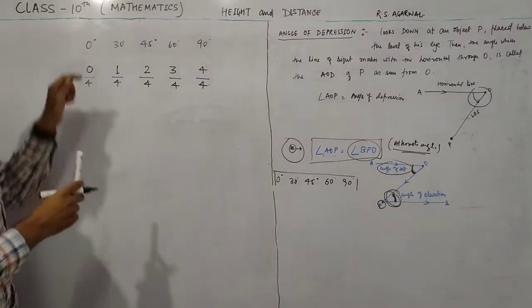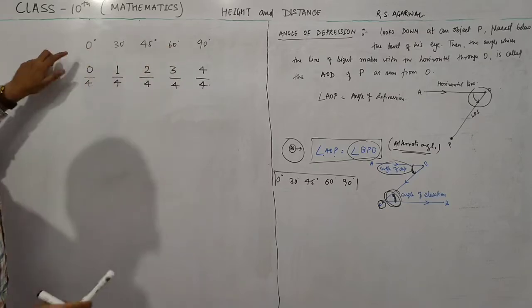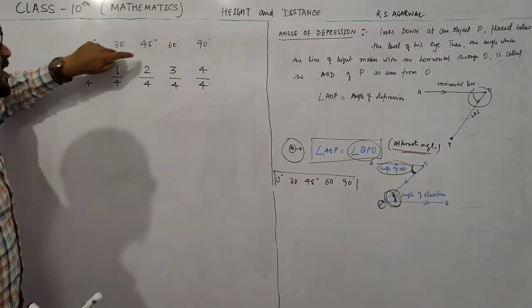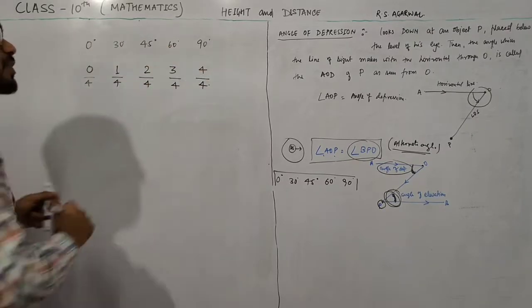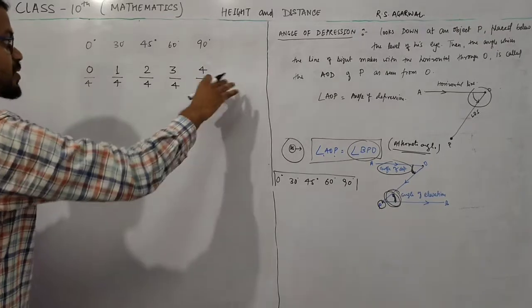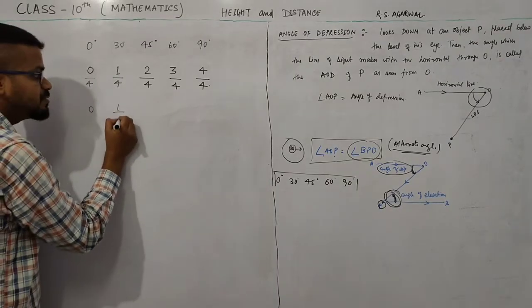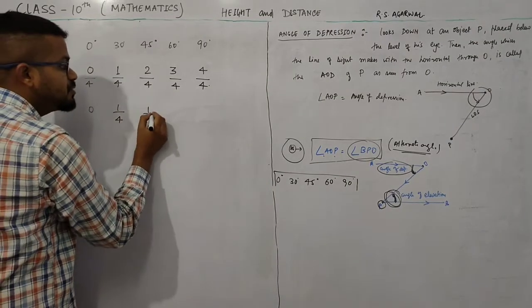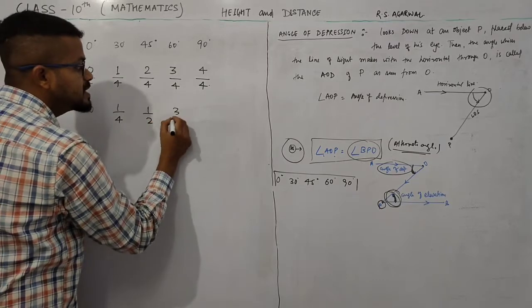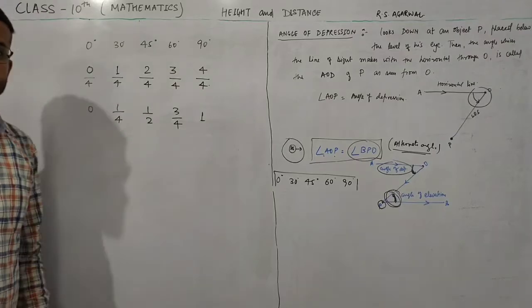What I do here, firstly I count the specific angles. There are 5 specific angles. I write the numbers 0, 1, 2, 3, 4. Now the number 4 is the maximum, so I divide all the numbers by 4. So 0 by 4 is 0, 1 by 4 is 1 by 4, 2 by 4 is 1 by 2, this is 3 by 4, and 4 by 4 is 1.